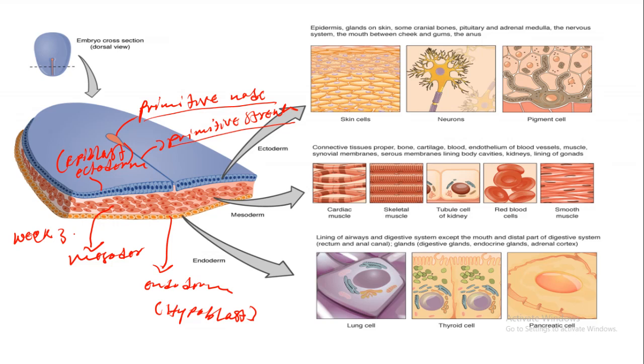So when you talk of the primitive streak, this is a very important thing that you need to take note of. It indicates, one, the formation of the 3 germ layers, and also it leads to the commencement of the formation of the nervous system. Though we have the main inducer, which is the notochord, which plays a very big role when it comes to the formation of the nervous system.